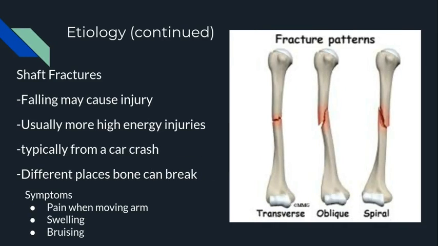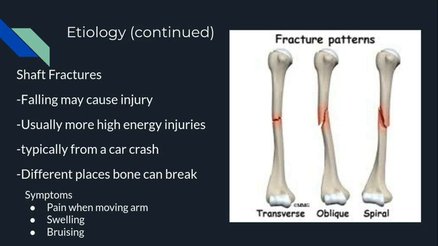And etiology for shaft fractures, pretty simple stuff. You got three types of fracture patterns: transverse, oblique, and spiral. Falling may cause these injuries. Say you fall from a tall height, from high up, onto your arms. Let's say you're dunking a ball and you're moving, or you jump and you land, you put your arms out. Just high energy injuries. And a typical high energy injury that could have a shaft fracture is a car crash.